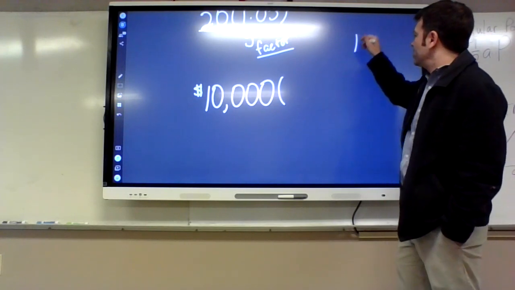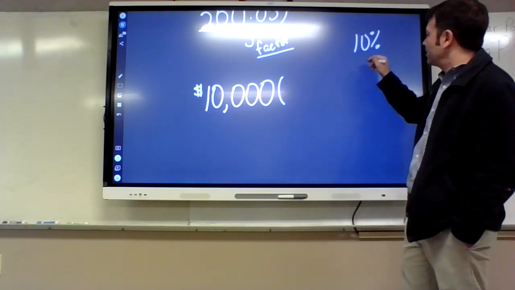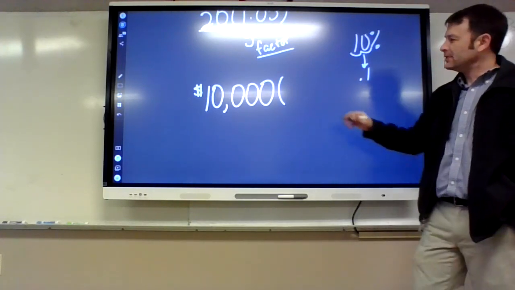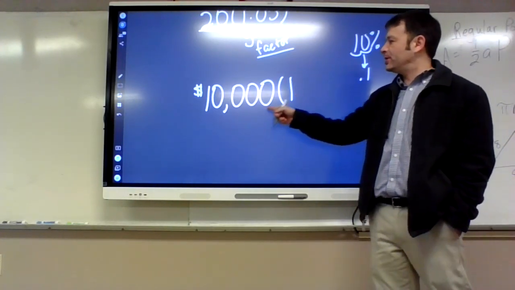Basically, it's negative 10%. What is 10% as a decimal? 0.1. Yeah, the decimal moves twice. You guys remember doing that? 0.1. So if we multiply by 1, it would stay 10,000.